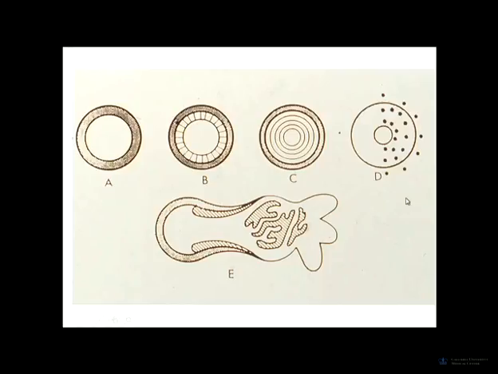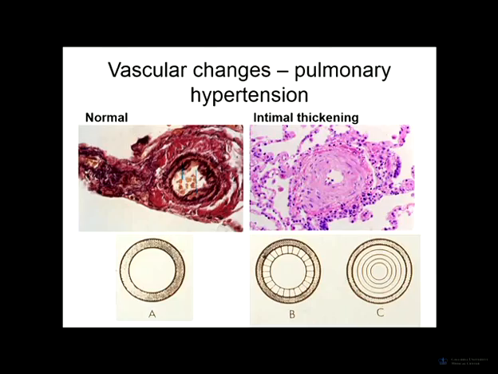And so this is diagrammatically from normal vessel to intimal thickening that's more severe, to actual segmental injury and necrosis of the vessel, to aneurysmal dilatation and thrombosis with recanalization as steps of injury in the pulmonary artery.